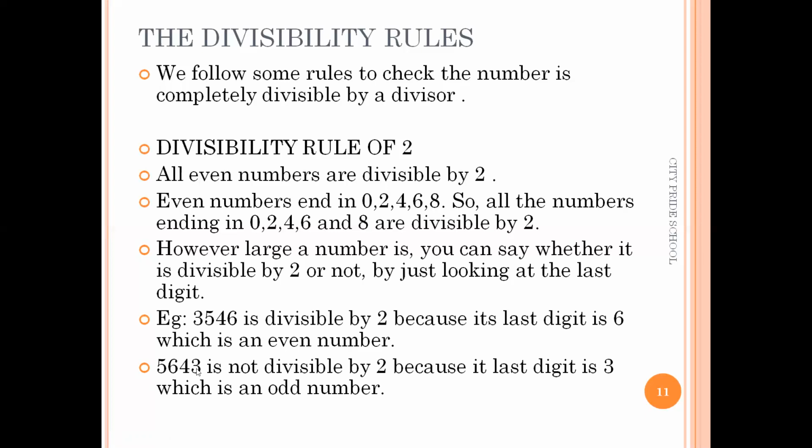Take 5643. To check whether the given number is divisible by 2 or not, just check the last digit, which is 3, which is an odd number. Then we can say that 5643 is not divisible by 2 because the last digit is 3, which is an odd number.